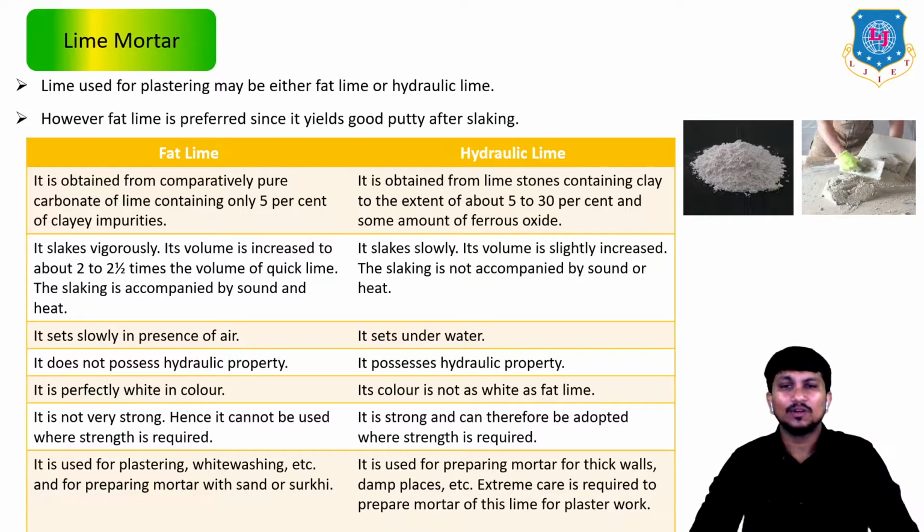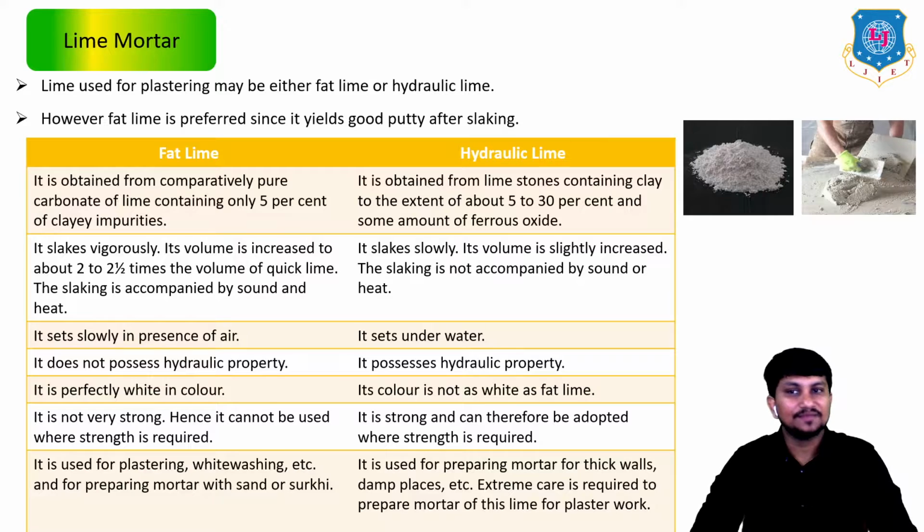So what is the difference between fat lime and hydraulic lime? Let's see the difference. Fat lime is obtained from comparatively pure carbonate of lime containing only 5% of clay impurities, while hydraulic lime is obtained from limestones containing clay to the extent of about 5 to 30 percent and some amount of ferrous oxide also. This is how we obtain fat lime and hydraulic lime.